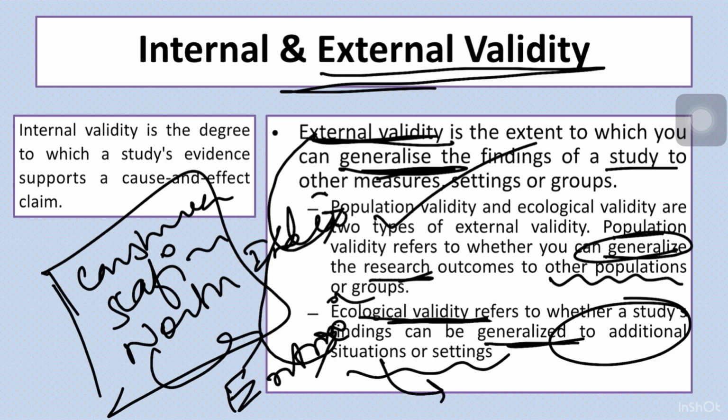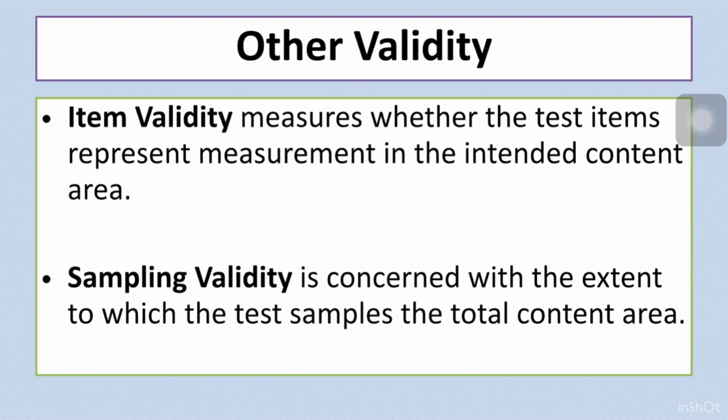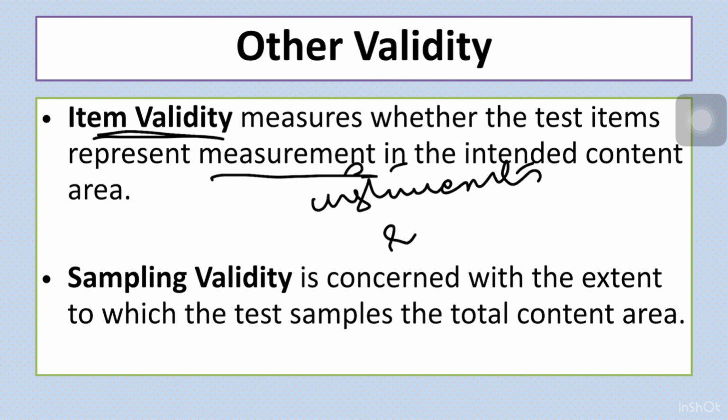Clear? And ecological validity is that the findings can generalize to additional situations or settings. Additional situations could be weather, environmental conditions, and so on and so forth. I hope this is clear to you guys. Now, the next type of validity is item validity. Over here we see that the measurement instrument covers all the items. All the relevant items are being covered in our instruments to collect the data.